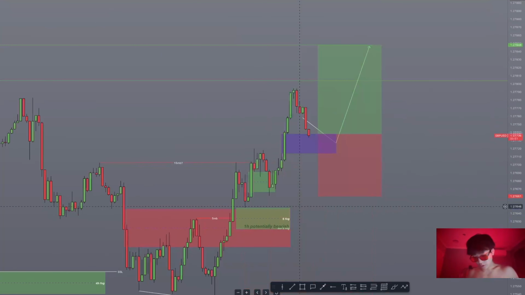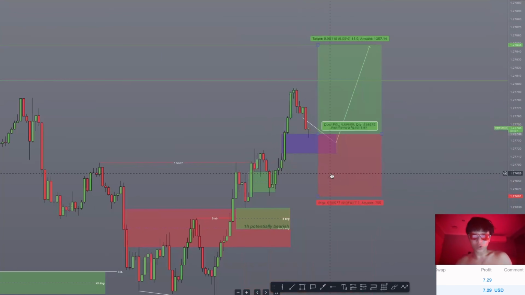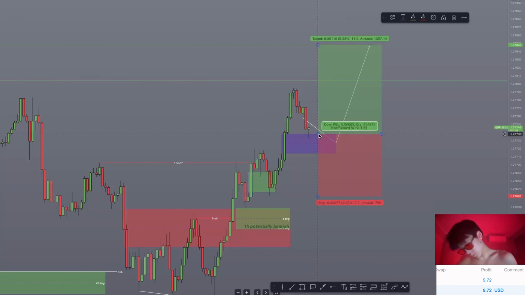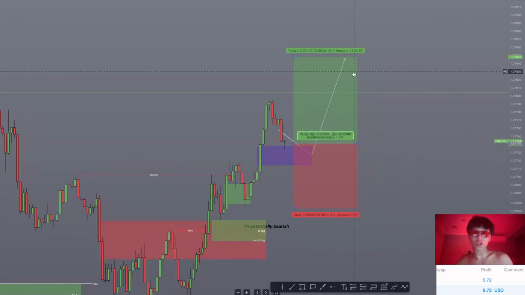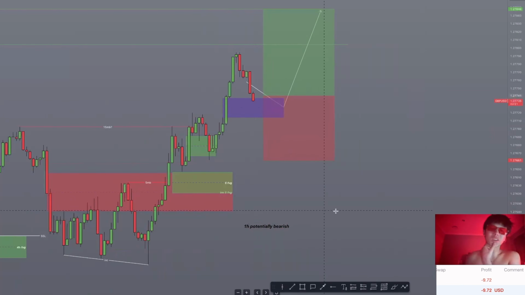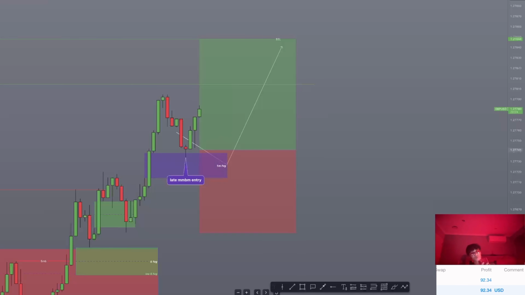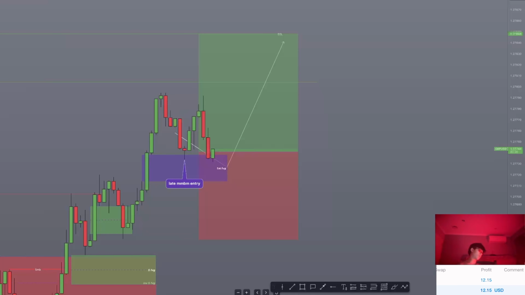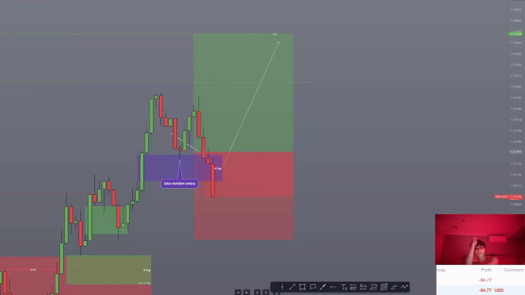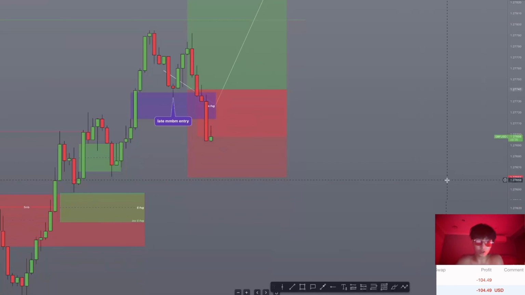Okay, we're in buy. Boom. Got filled at 7741 right there, and our target is buy side liquidity. Okay, this trade's not looking great right now.